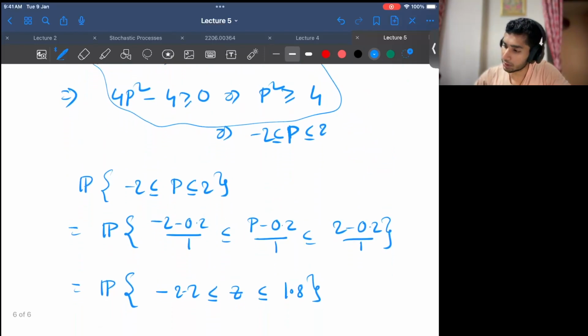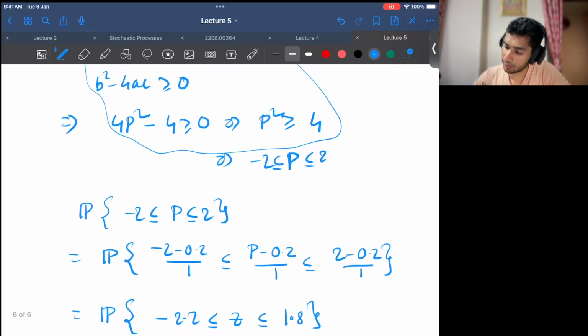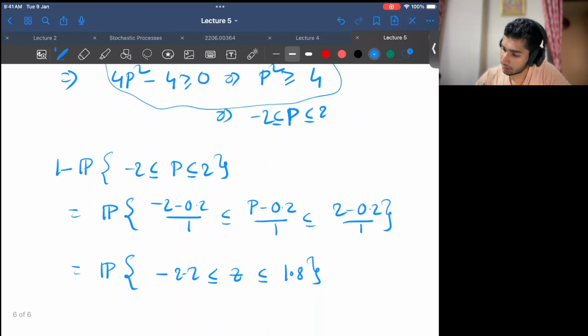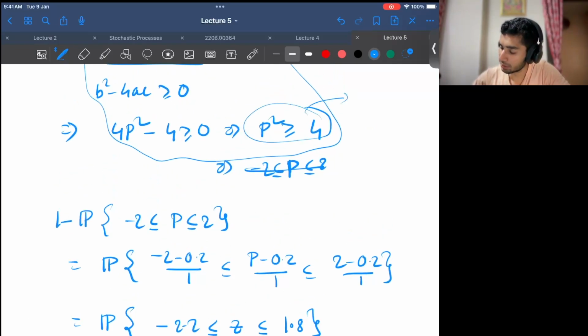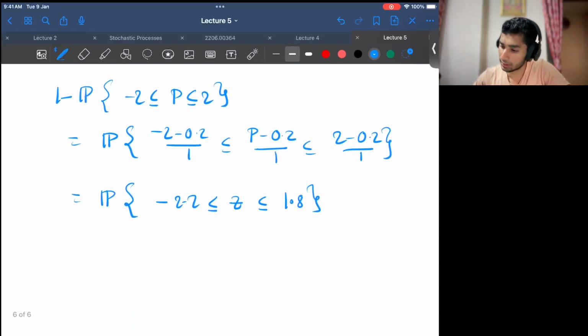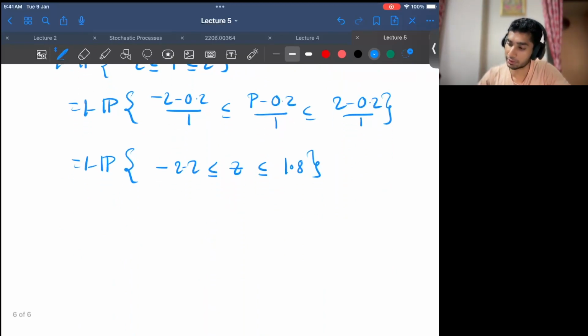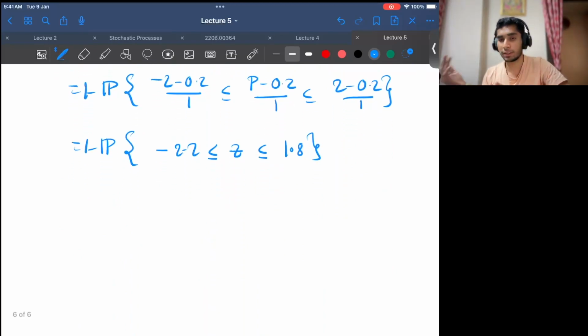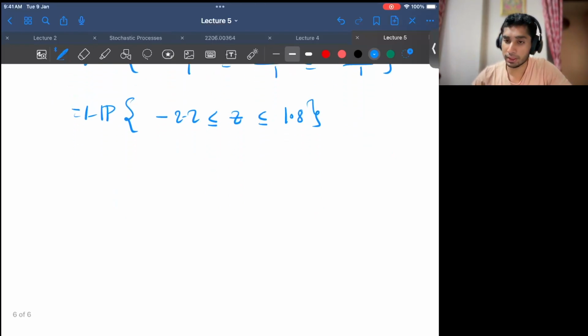So p square greater than or equal to 4, and this is p not belonging to minus 2 comma 2, right? Sorry, thanks for correcting me. This is 1 minus this thing, so this will just become 1 minus the complement, right?